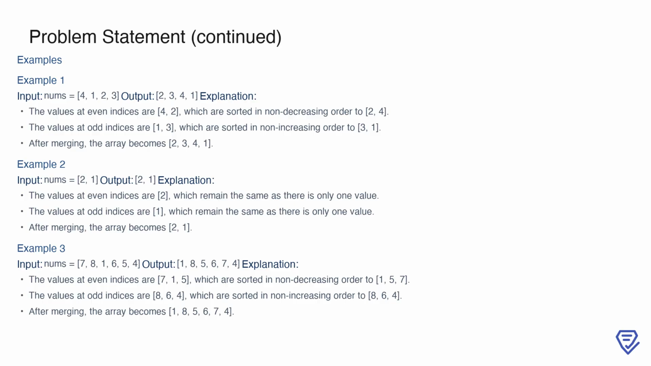In the second example, nums equals 2, 1, the even indices contain 2, and the odd indices contain 1. Since there's only one value in each group, no sorting is needed, so the output remains 2, 1.